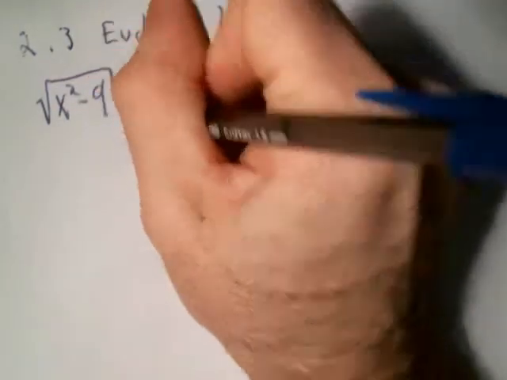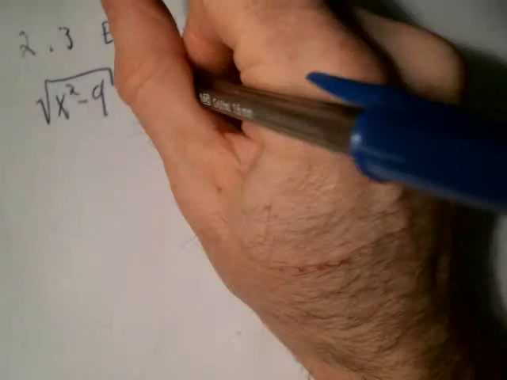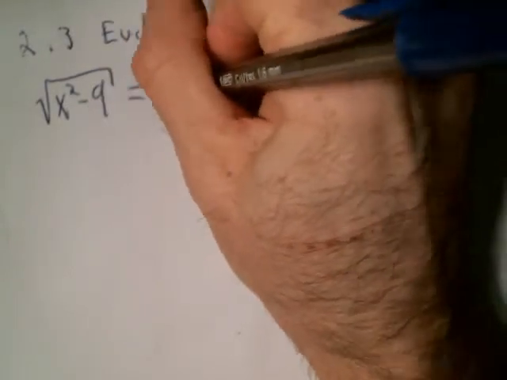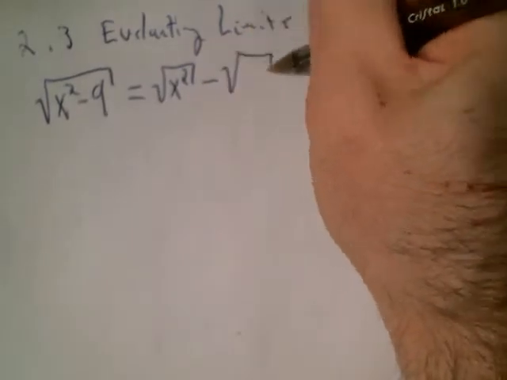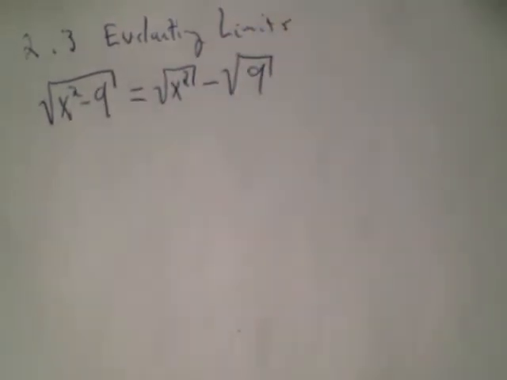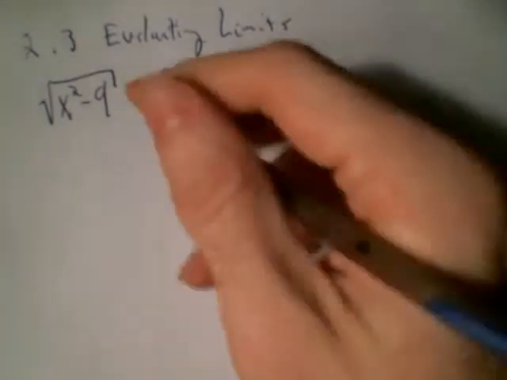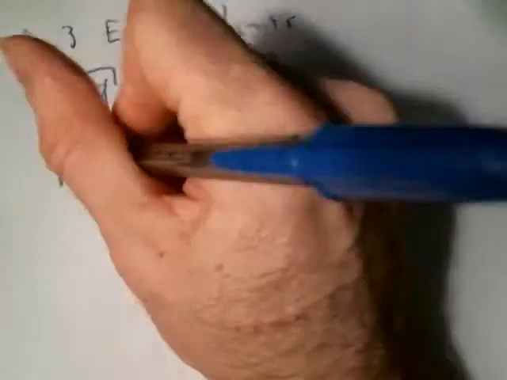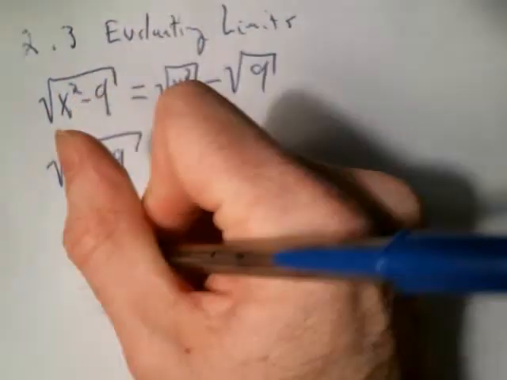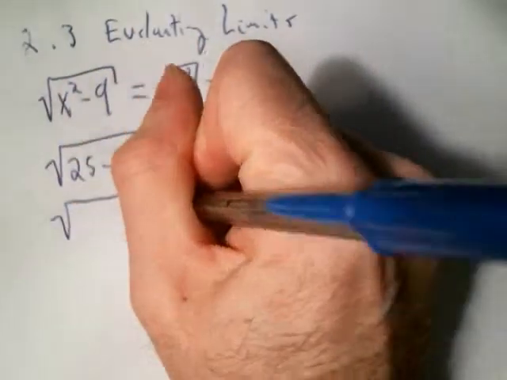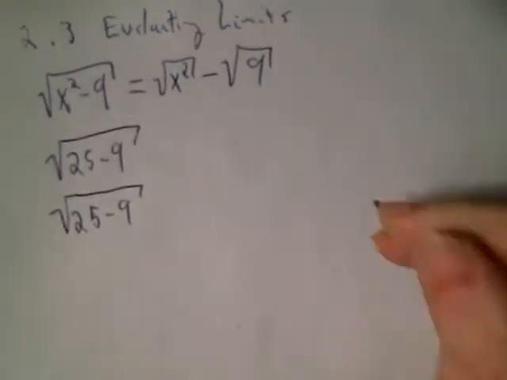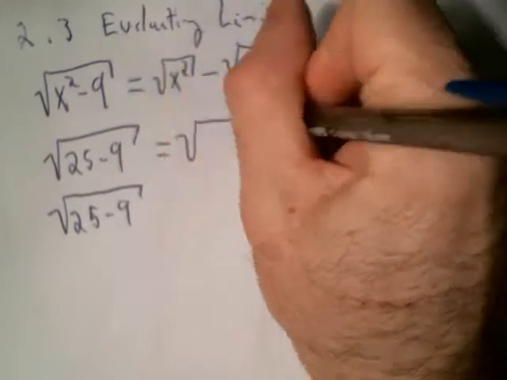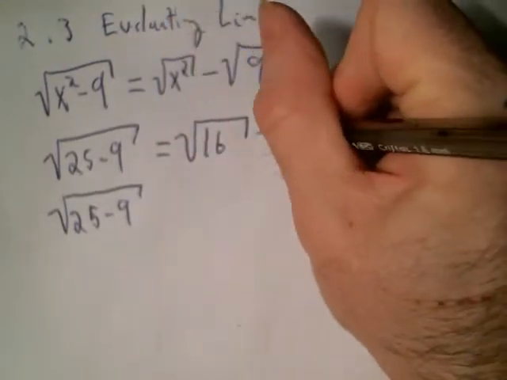Students think you take the square root of the individual pieces. The square root of the difference is equal to the square root of the parts, right? No, that's not true. And a good counterexample is always the square root of 25 minus 9 versus, you do it in two different ways. You could see that it's not going to work, right? So the square root of 25 minus 9 is the square root of 16, which is 4.